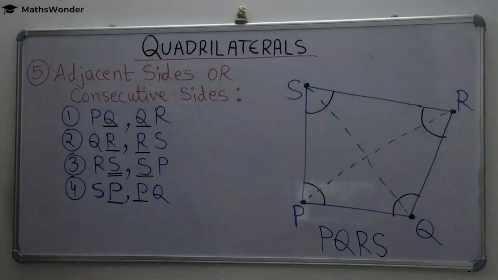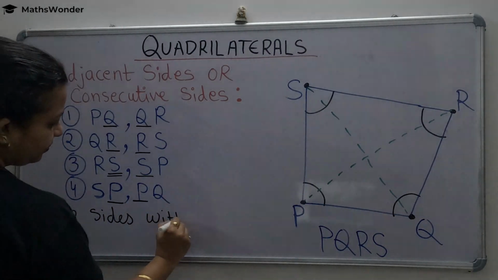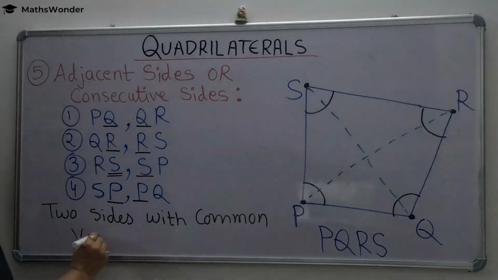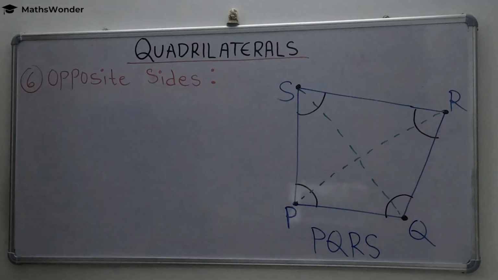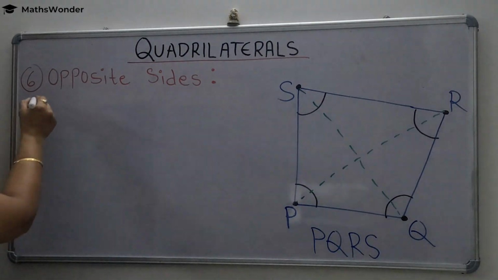Two sides with common vertex. Simple definition: two sides with common vertex, we call them adjacent sides. So the sixth element is opposite sides. Opposite sides means two sides of a quadrilateral are called opposite sides if they do not have any common vertex.